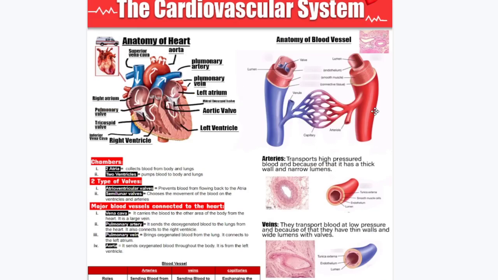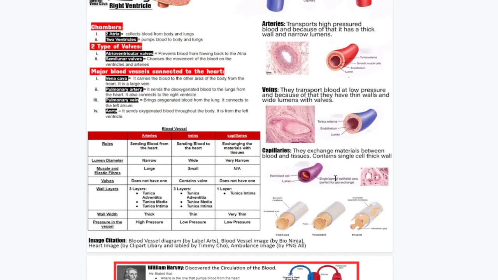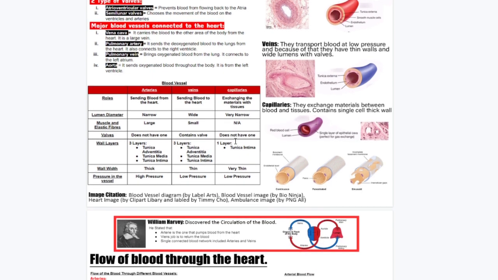Capillaries are right in the middle here, and they exchange material between blood and tissues and contain a single cell thick wall. And this is the diagram that shows a single cell thick wall. The roles are listed here, and the differences are also listed in the chart right here.